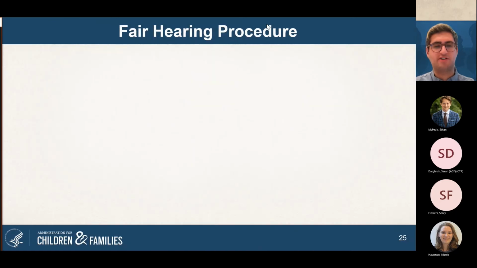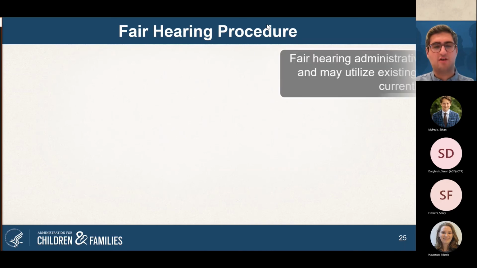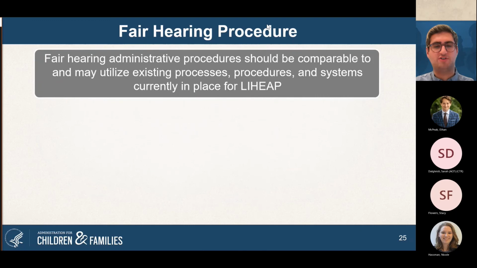Next, we'll discuss the fair hearing procedure, which describes how and when an independent hearing is used for applicants who have disputes about the benefit status, amount, and application timeliness. Your fair hearing administrative procedures should be comparable to and may utilize existing processes, procedures, and systems currently in place for state, territory, or tribe LIHEAP. When developing your fair hearing procedure, review what your LIHEAP program is doing as a first step.